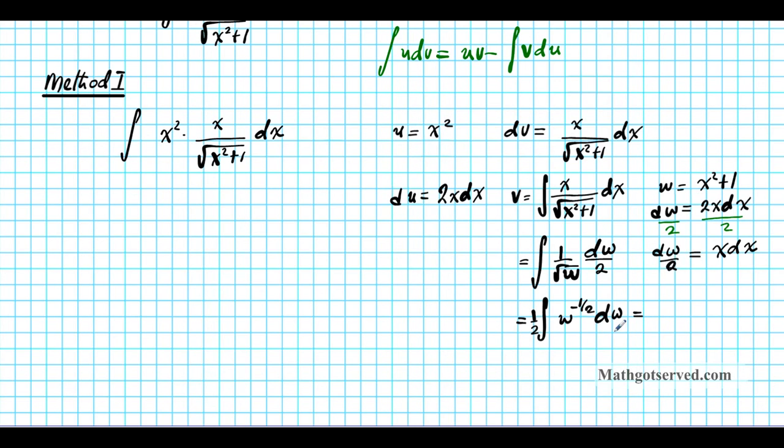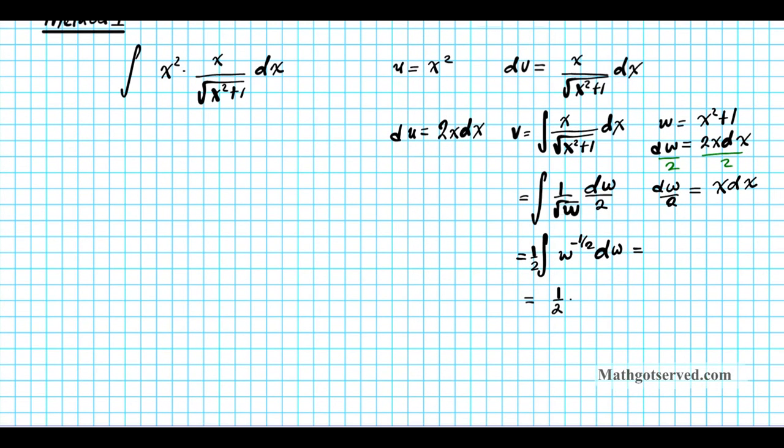If we integrate this using the power rule, we're going to have 1/2 times, we just add 1 to the power and divide by the new power. Negative 1/2 plus 1 is the same thing as adding 2 over 2, so you're going to have positive 1/2, and you divide by that value, which is also positive 1/2. When you multiply the numerator by the reciprocal of the denominator, you find that your antiderivative v is w to the 1/2.